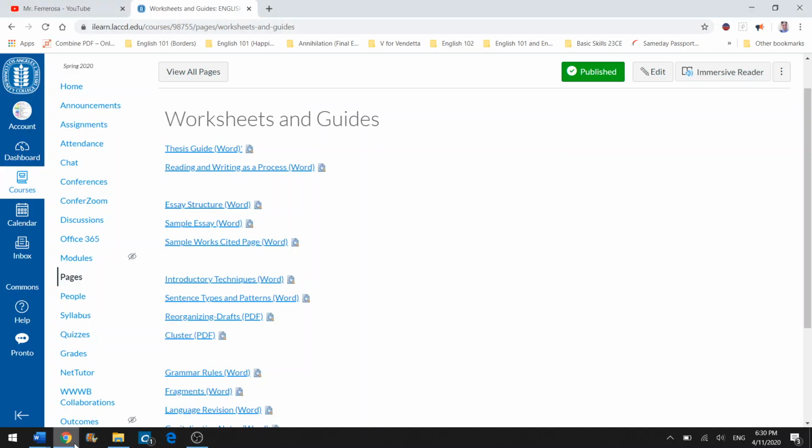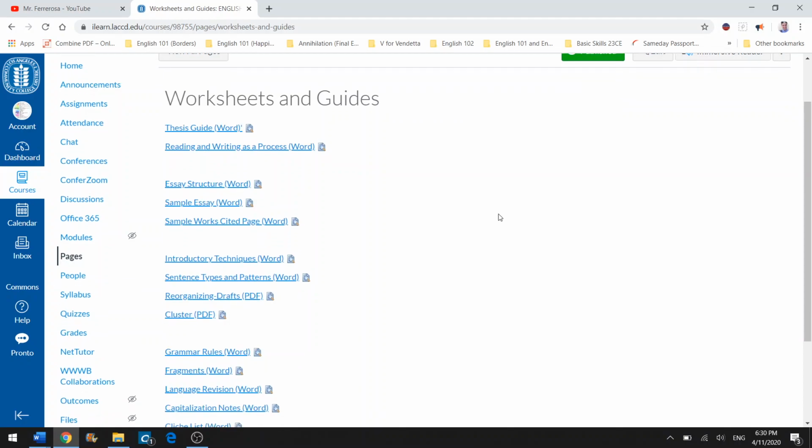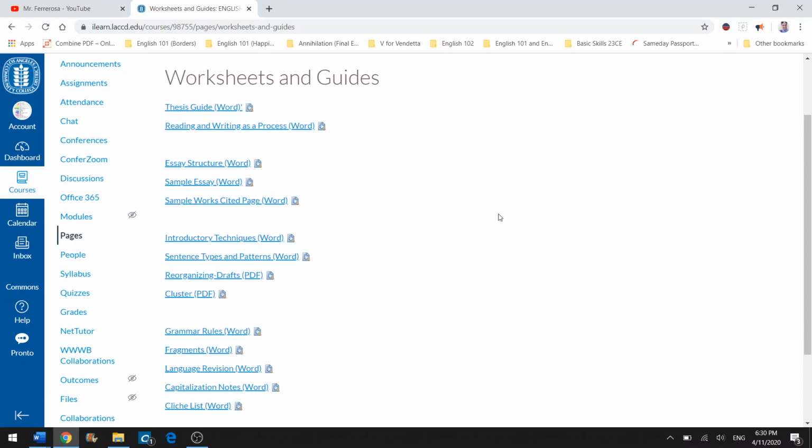Hello, everyone. So I just wanted to bring your attention to where you can find this, because I realized the worksheets and guides seem to have had some problems. So you see here where it says essay structure and sample essay, sample works cited page. This gives you a lot of information.